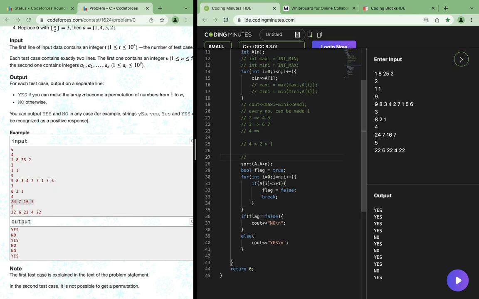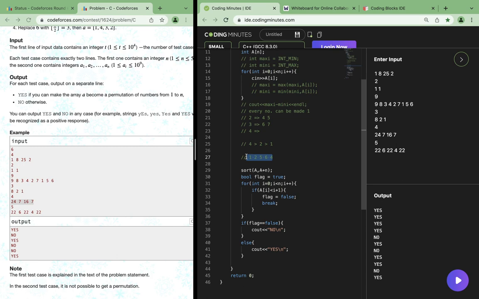So the example is, let's say 1, 2 and 5, and then we go 6, and then we go like 4, right? So this might seem like we can't do this array according to my method.